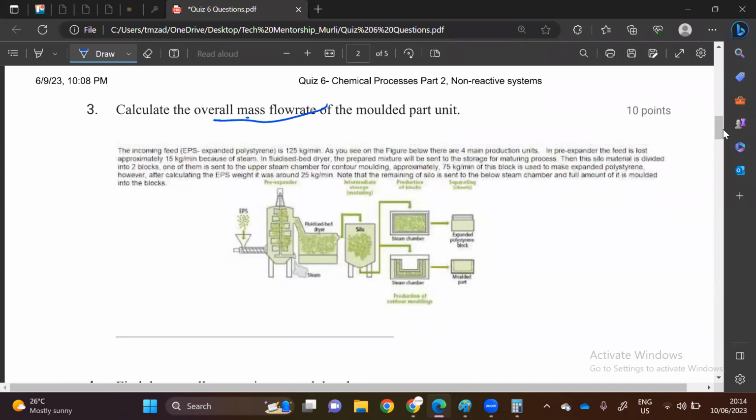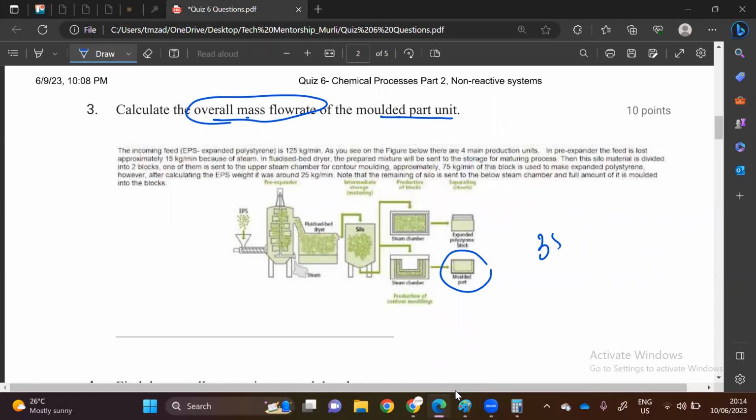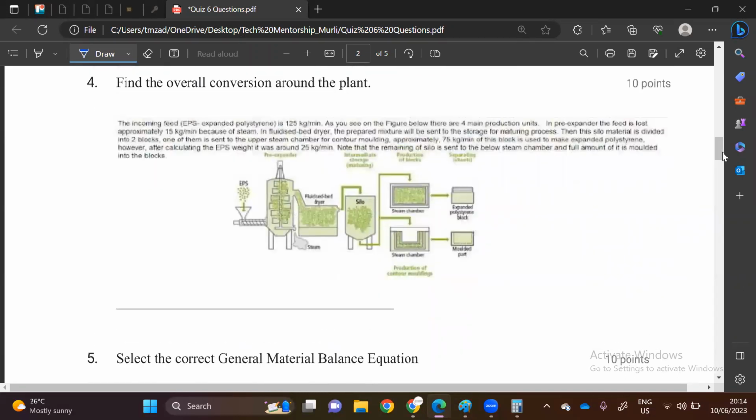Calculate the overall mass flow rate of the molded part unit. So I believe it's asked to find this one. So we found in this way, we said that 110 was after the silo, and it was split into the upper part as 75, and the remaining was in the below section. 110 minus 75, it makes 35. So it means we need to write 35 kilogram per minute.